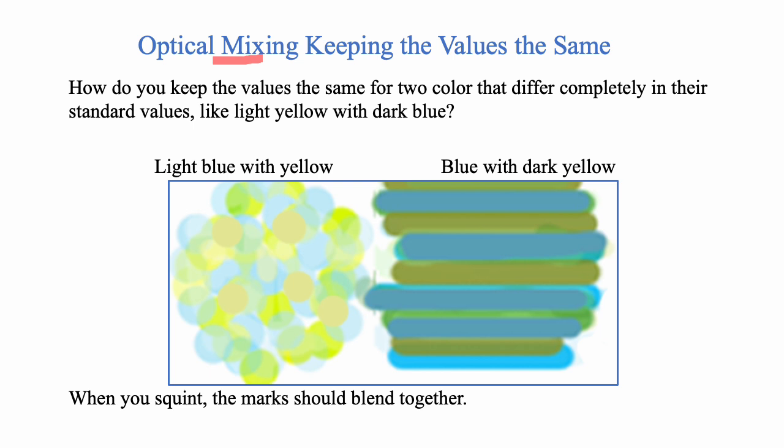Optical mixing often keeps the values of the colors the same, but what do you do when the colors have very different values, like light yellow and dark blue? Well, you have to lighten the blue so that it has the same value as the yellow, or you can use normal blue and darken the yellow so it's as dark as the blue. And in that way, when you squint and look at this, it starts to merge together. And this keeps the composition strong because from a distance, it still maintains the structure of the object, but when the viewer comes up close, he sees all the different colors.